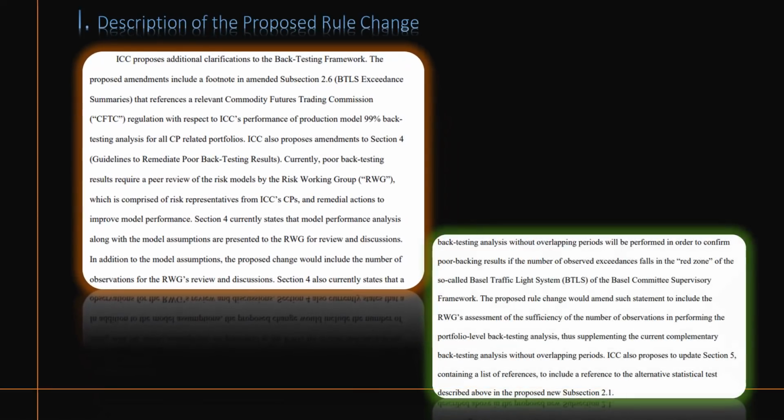Now, Section 4 also currently states that a backtesting analysis without overlapping periods will be performed in order to confirm poor backtesting results if the number of observed exceedances falls in the red zone of the so-called Basel Traffic Light System, or BTLS, of the Basel Committee Supervisory Framework. The proposed rule change would amend such statement to include the RWG's assessment of the sufficiency of the number of observations in performing the portfolio-level backtesting analysis, thus supplementing the current complementary backtesting analysis without overlapping periods.